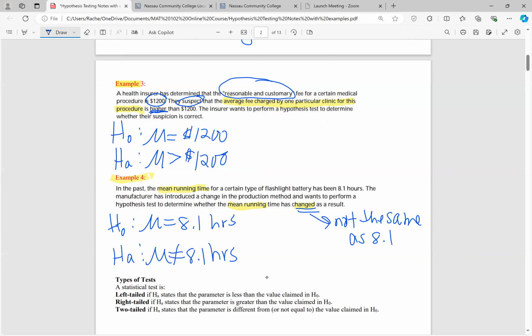So I'm going to wrap up this lecture here. In the next lecture, I'm going to give you some key words to look for in order to determine what inequality you should be using for the alternative hypothesis. And then I'm going to go over types of tests.